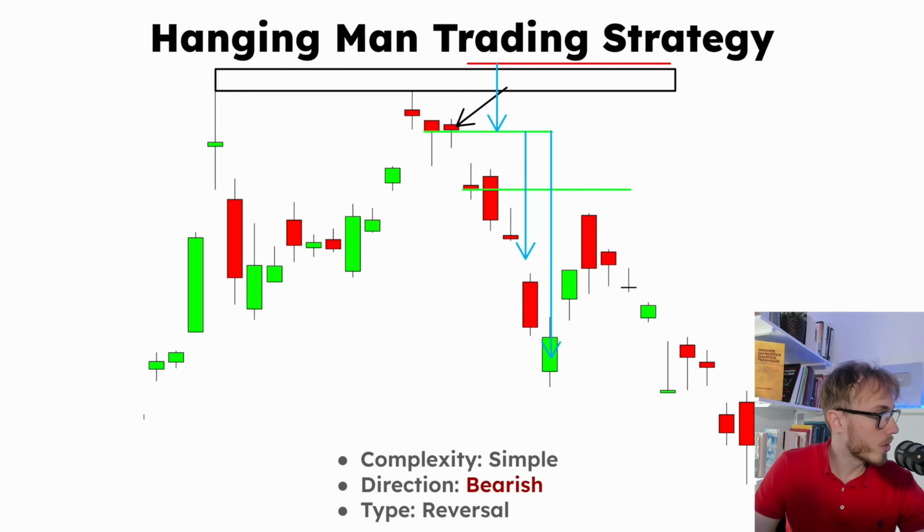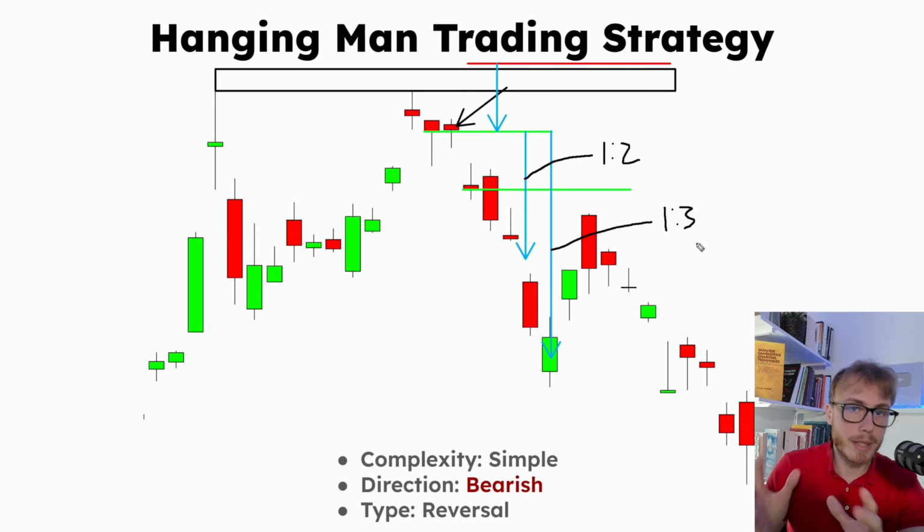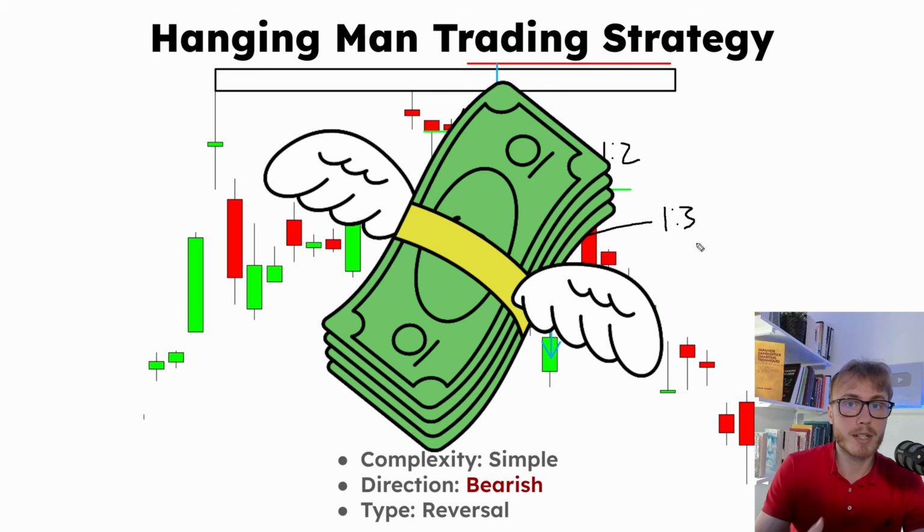Your choice of risk to reward will depend a bit on your trading style. A lower risk to reward, like a 1 to 2, will make it more likely that your trade succeeds. But if you use a risk to reward of, for example, 1 to 3, like we do right here, it will be less likely that your trade succeeds. But when you actually get a successful trade, you will win much more.